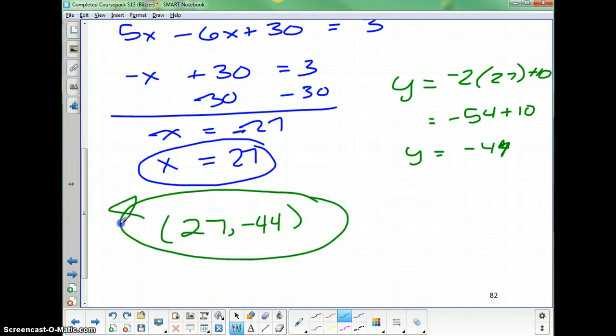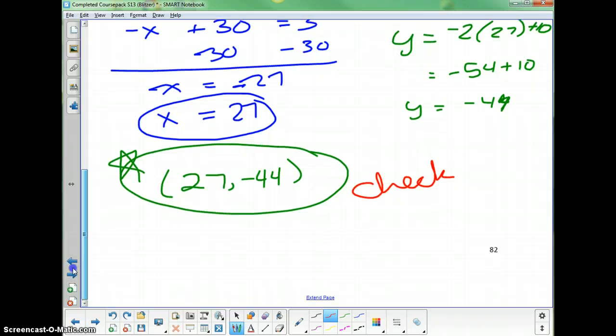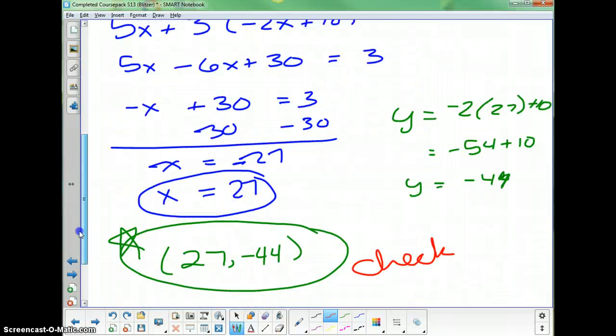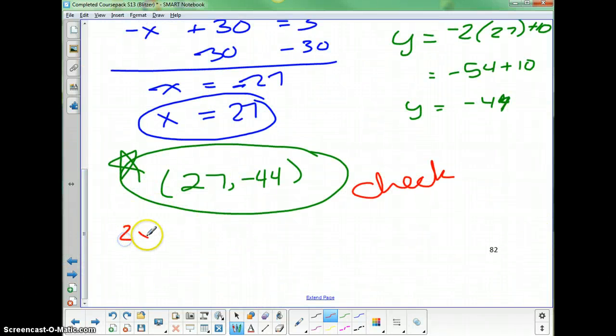Now, when I get very large numbers like that, I wonder if maybe I made a mistake, so I might want to check this one. When I check it, I'm going to plug those numbers into both of my equations. The original two equations were 2x plus y equals 10, and the other one was 5x plus 3y equals 3.